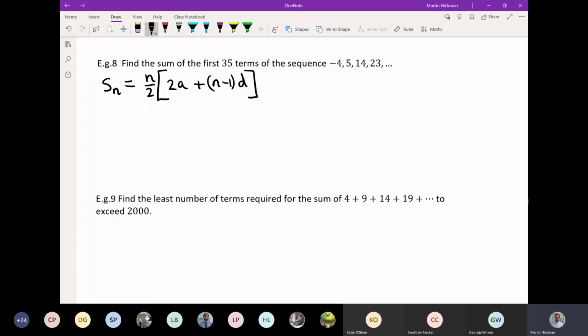But we should know n, the number of terms of the sequence. We should know a, which is the first term, and we also should know d, which, remember from yesterday, is the common difference. What do you have to add to go from one term to the next? So I'm going to give you a couple of minutes to work it out. Don't put your answers in the chat yet.